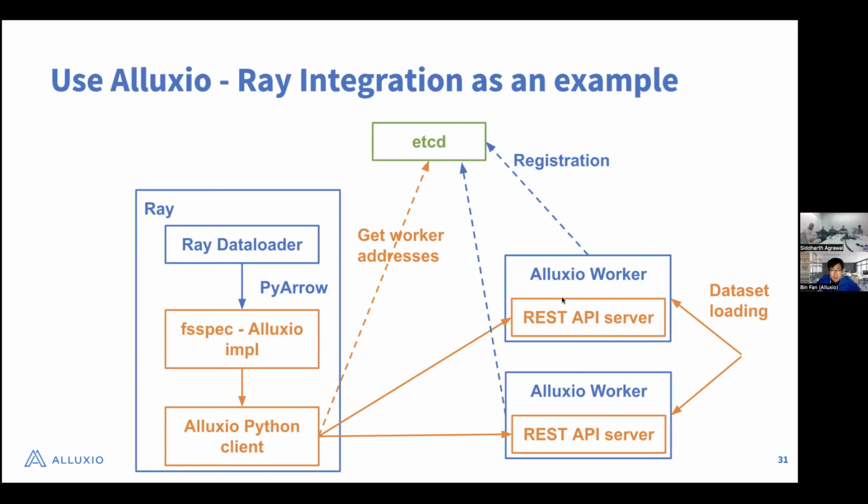So that is pretty much the idea: instead of having another fuse, using the CSI or some other approach to launch the fuse, we leverage the fsspec API or library widely used in the Python world to enable a Python application, in this case Ray, for example, to talk to the Alluxio distributed system. So that's one way to think about it.